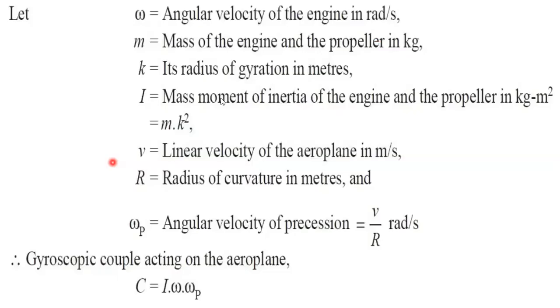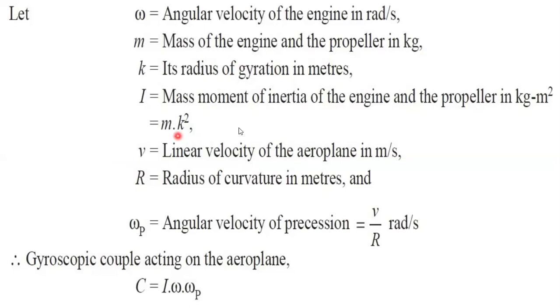Now we'll see a few notations. What are the notations we'll be using in our calculation? Omega is the angular velocity of the engine. We can write it in radian per second. M is the mass of the engine and the propeller. It can be written in kg. K is the radius of gyration. Unit is meter. I is the mass moment of inertia of the engine and the propeller. Unit is kg meter square.